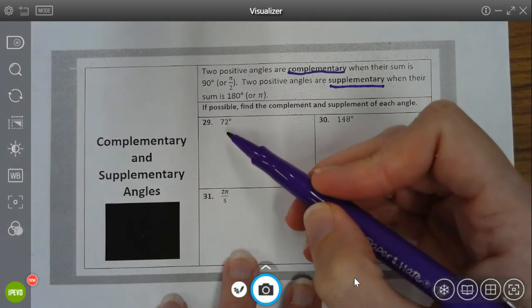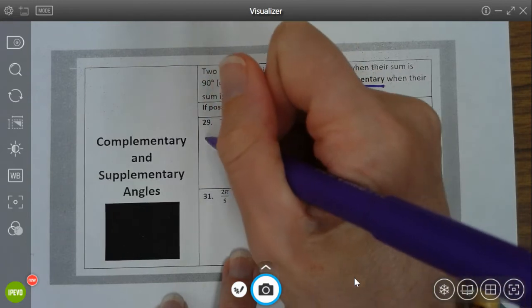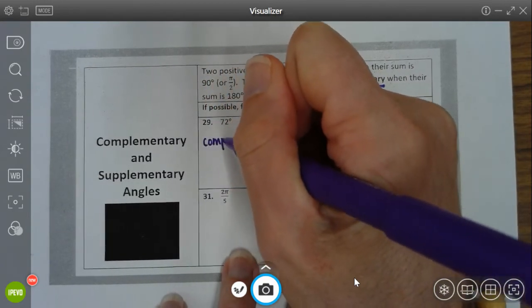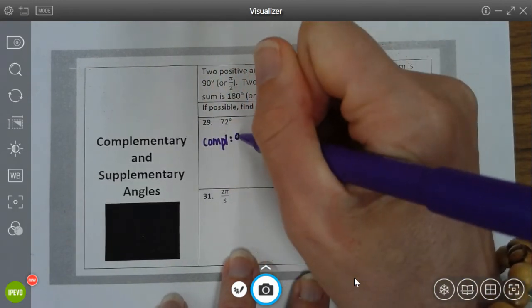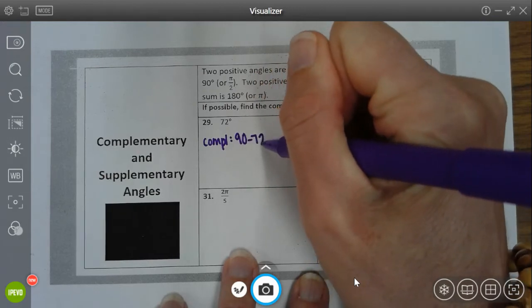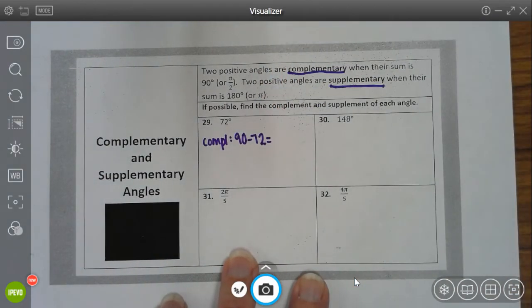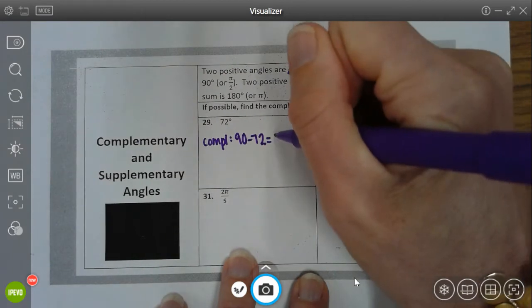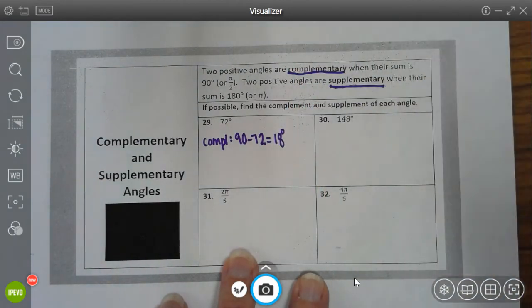If I want to find the complement of the 72-degree angle, since it's in degrees, I'm going to check to see what the difference from 90 degrees is. So if I subtract 72 degrees from 90, I'm going to get 18 degrees. So my complement would be 18 degrees.